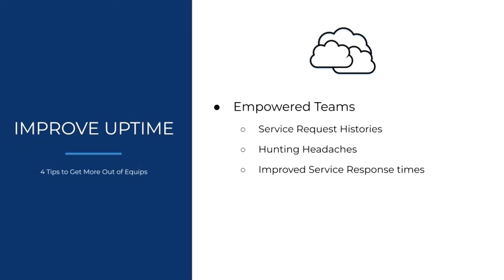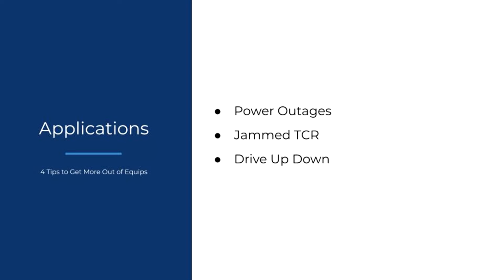And finally, we've seen that empowered teams using Equips can have improved service response times by removing unnecessary checks and balances and streamlining the process through Equips. We've seen that service providers can get on site and get equipment back up and running faster than by using traditional emails and phone calls and sending Excel spreadsheets back and forth. This really can empower the team to improve uptime. Finally, the last tip is really just 3 unique applications that I've talked about with users of Equips over the last couple of weeks here.